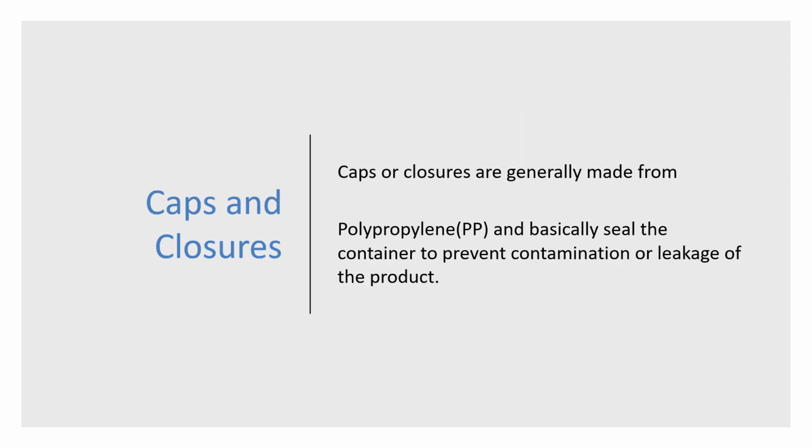Now when we talk about the caps and the closures, polypropylene is the plastic which is used for the preparation and sealing of the caps. They prevent any sort of contamination or leakage in the product. Our ultimate aim is to have a packaging which does not leak out, which remains intact with the product till it is ultimately used by the consumer. It has to be very safe and effective.